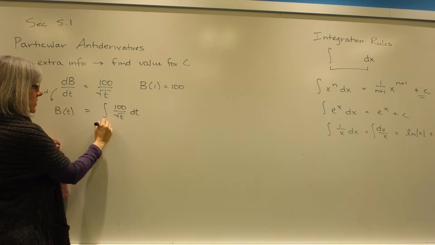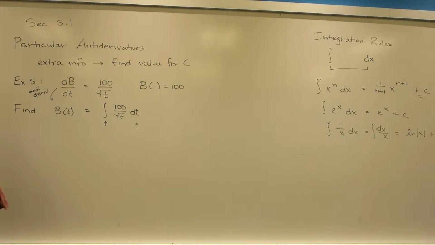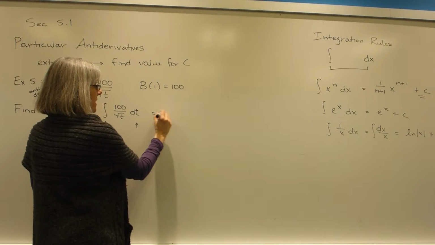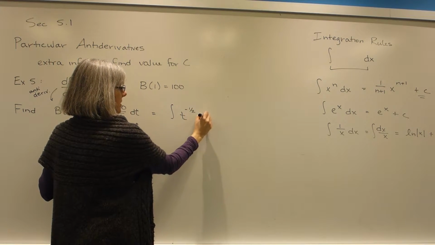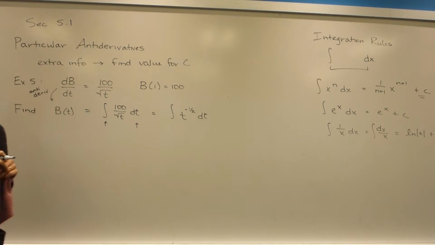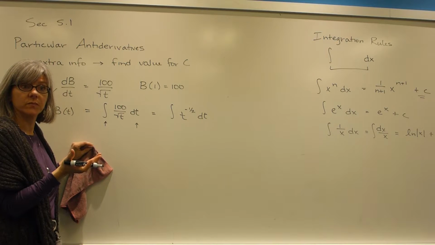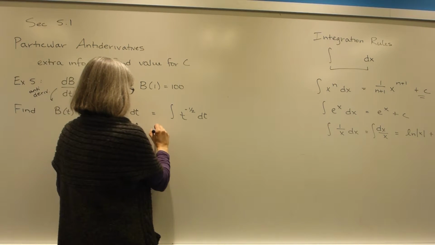And remember, you need to include both pieces. So what's the first thing I need to do? Can I do it the way it stands? I need to rewrite that. All right, so let's rewrite that as t to the minus 1/2 dt. And now it's a power rule. So you do yours, I'll do mine. We'll come back and make sure we get the same answer.